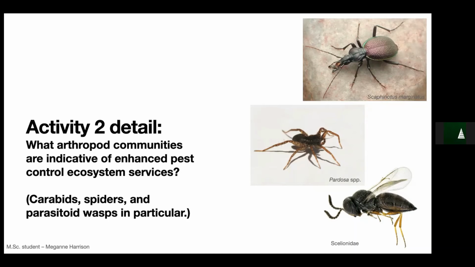And parasitoid wasps will find caterpillars or even eggs of pest insects, and they'll lay their own eggs into those eggs or the caterpillars, and then the babies will hatch and feed on the egg or the caterpillar and kill it that way.